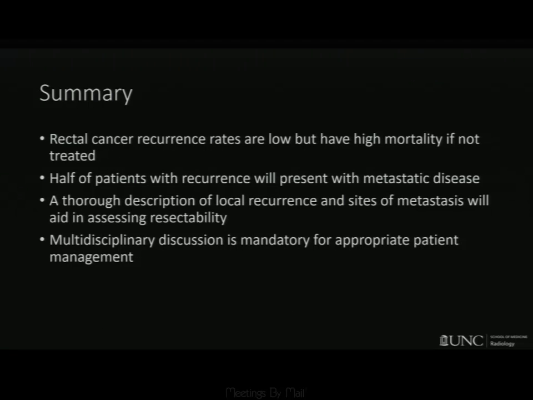So in summary, it's important to realize that even though rectal cancer rates are low, they have very high mortality if they're not treated. About half of our patients will present with metastatic disease, so you always want to look for that local recurrence as well as synchronous mets. You want to thoroughly describe your local recurrence and any possible sites of metastatic disease because this will aid in planning your resectability. And really, multidisciplinary management of these patients is mandatory for appropriate management.